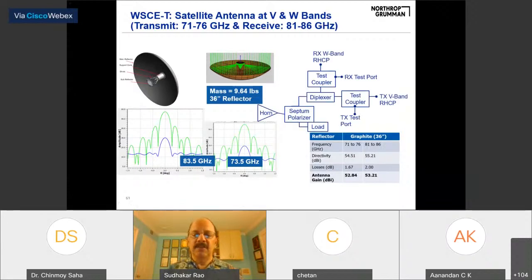The feed assembly is a horn with a septum polarizer and diplexer. We need only one polarization, so we use a diplexer. We have test couplers to test when everything is integrated and the satellite is on the ground. We have to test how much power is going through transmit and what the G over T is for the receive. That test we have to do in the T-back chamber, where you cycle over hot and cold temperatures, and then monitor other system parameters like group delay. That's why test couplers are important.